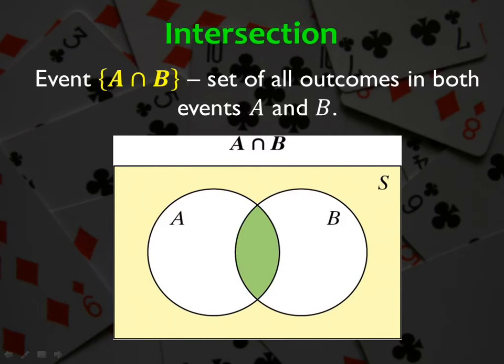So the event A and B is the set of all outcomes in both events A and B. And you can see on this Venn diagram, it's that green section in the middle. So if you think of it this way, you have freshmen and women, freshmen and girls. If A is freshmen and B is girls, the intersection would be freshmen girls.